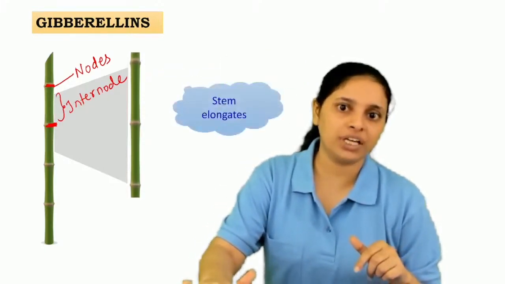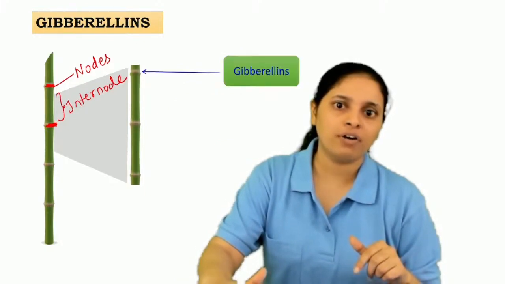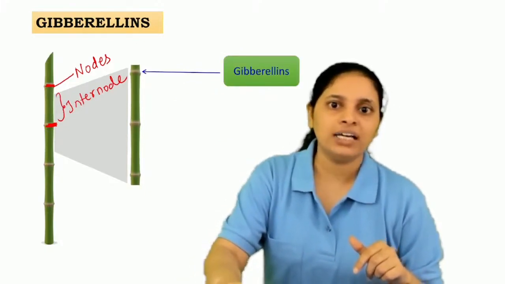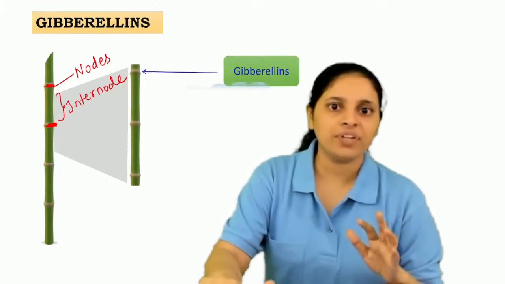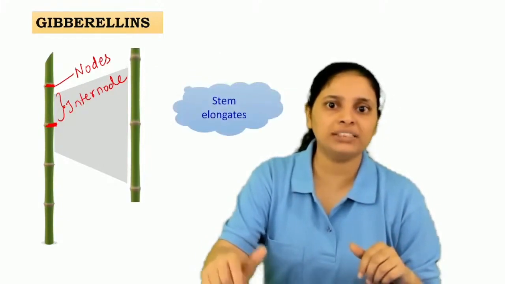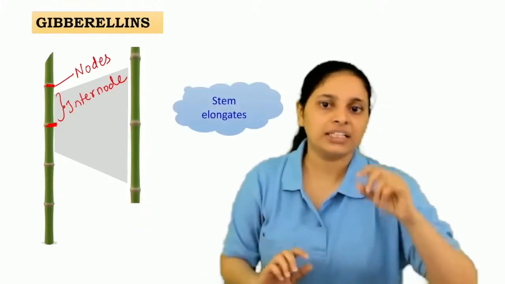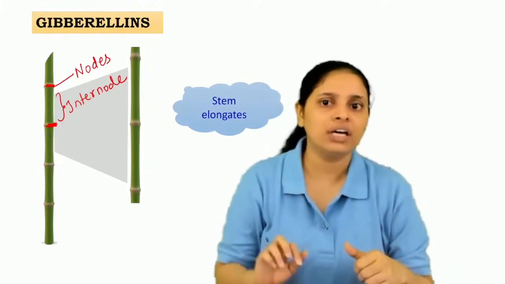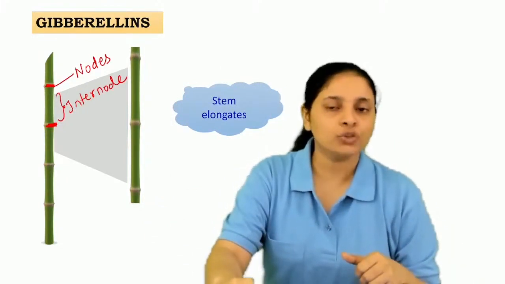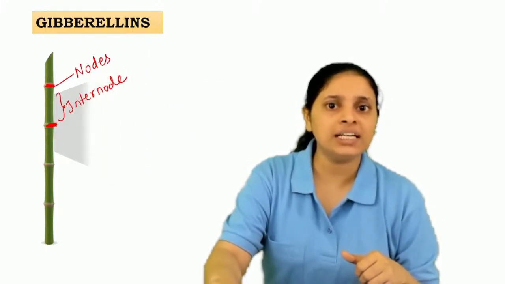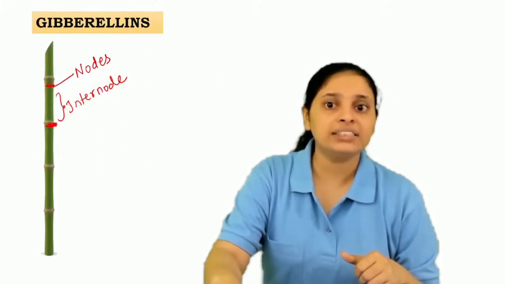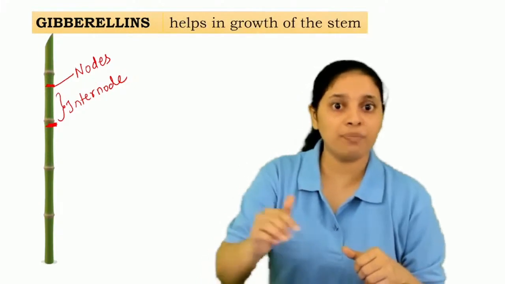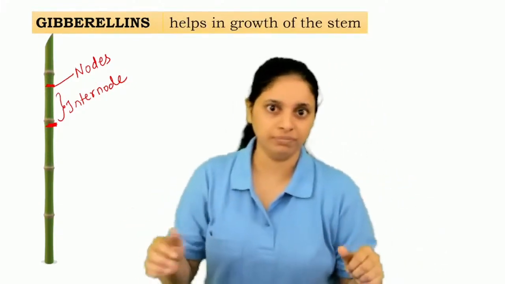इस diagram में देखो stem elongate हो गया, दिख रहा है सबको? ये original था stem. अब देखो, due to action of gibberellins, the stem elongated. The distance or basically the length of internode is increased. So what is the function of gibberellins? Gibberellins help in stem elongation. They help in growth of stem.